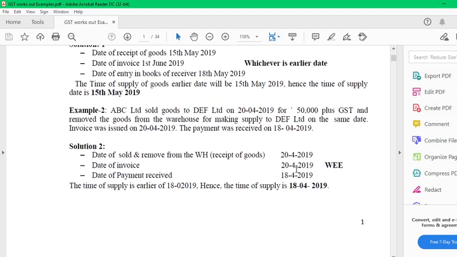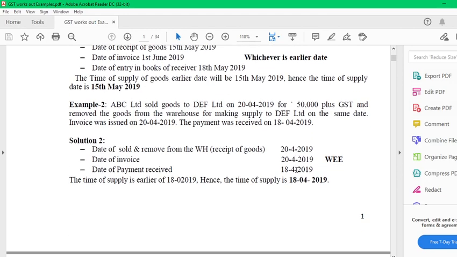The second example. ABC Limited sold goods to DEF Limited on 20th April 2019 for 50,000 plus GST and removed the goods from the warehouse for making supply to DEF Limited on the same day, that is 20th April 2019. The invoice was issued on 20th April 2019. The payment was received on 18th April 2019.